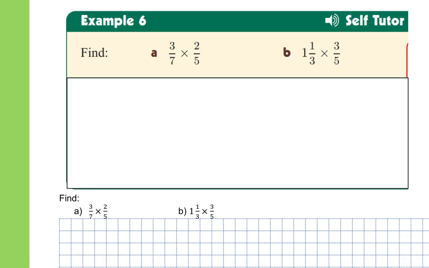Let's do some multiplying. So multiplying across the fraction, 3 times 2 is 6. 5 times 7 is 35. We're finished. Now we've got an improper mixed number. Remember, a mixed number must be an improper fraction to multiply. So we've changed it to an improper fraction, and now we're going to multiply across to get 12/15.